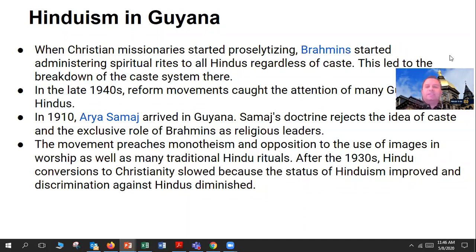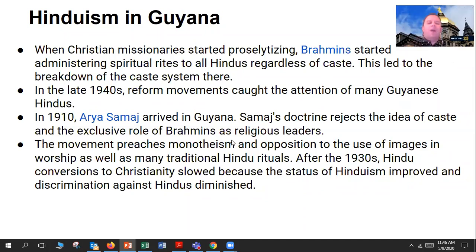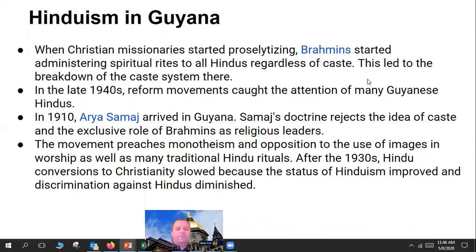And so I think that's a very important reason why Hinduism was able to thrive. Okay, another reason is that Hinduism became and took on a much more monotheistic slant than traditional Hinduism. And so these conversions to Christianity very much slowed because Hinduism in some ways began to mirror Christianity.